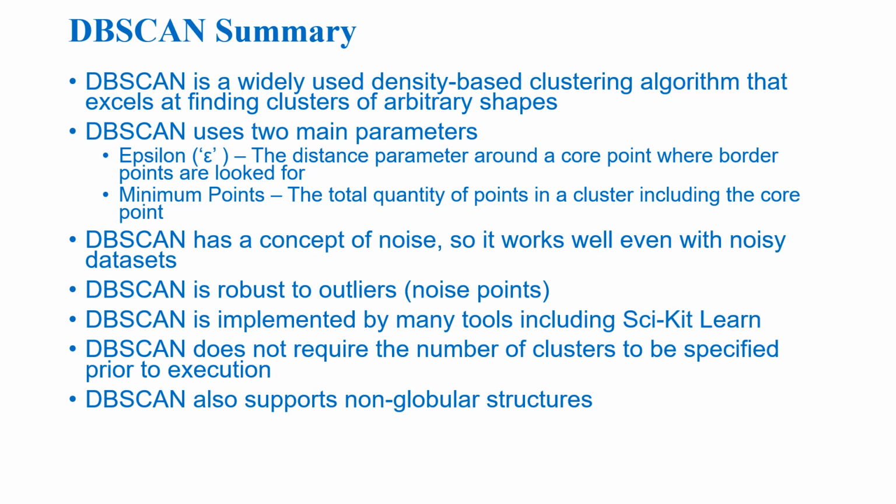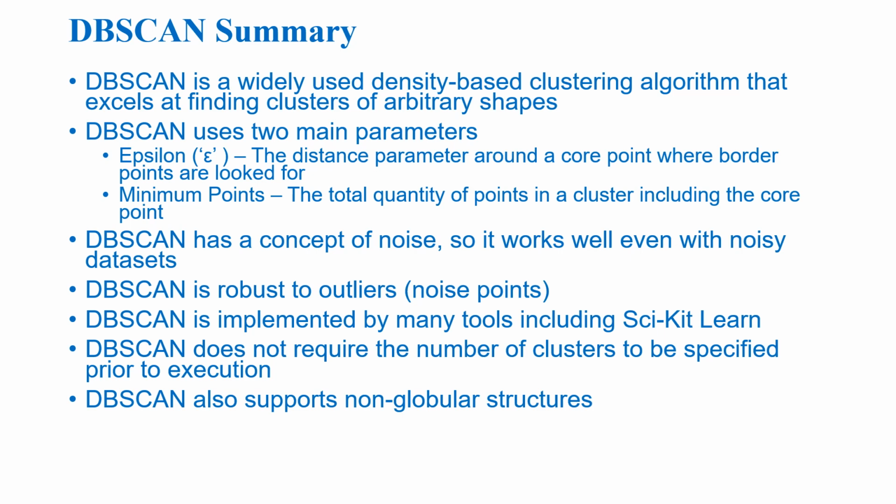So in summary of DBSCAN, DBSCAN is a widely used density-based clustering algorithm that excels at finding clusters of arbitrary shapes. Again, DBSCAN uses 2 main parameters: epsilon, or the radius from the core point, a distance parameter around a core point where border points are looked for, and minimum points, the total quantity of points in a cluster, including the core point.